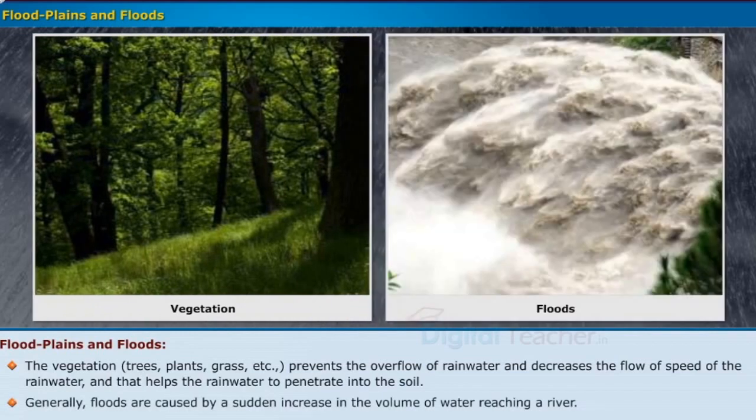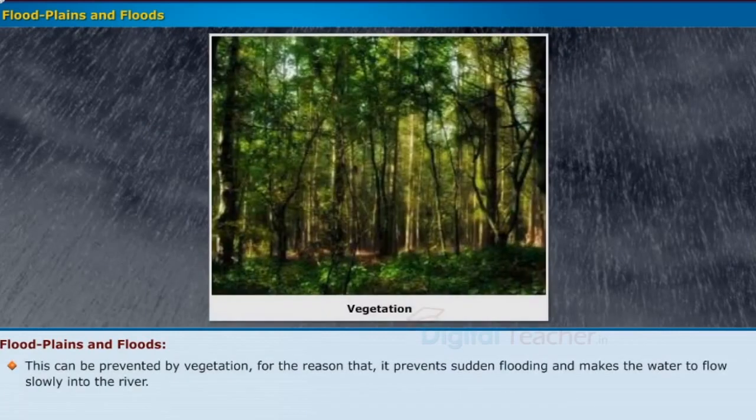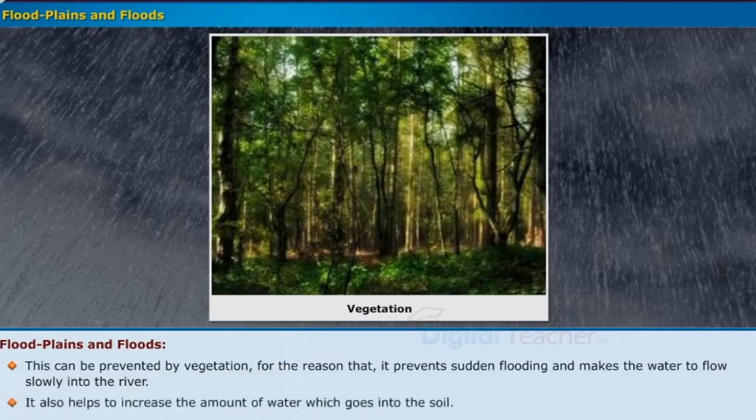Generally, floods are caused by a sudden increase in the volume of water reaching a river. This can be prevented by vegetation for the reason that it prevents sudden flooding and makes the water flow slowly into the river. It also helps to increase the amount of water which goes into the soil.